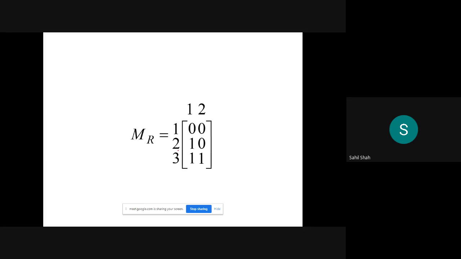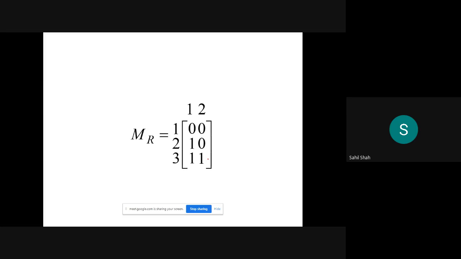We have 3 elements in the set A, so those are representing 3 rows: 1, 2, 3, and I am having 2 columns: 1, 2. I observe that pair (2, 1) was present, so 1 is placed. Pair (3, 1) is present, so 1. (3, 2) is present, so 1, and for the rest of the pairs we are marking 0. So this is the matrix representation.